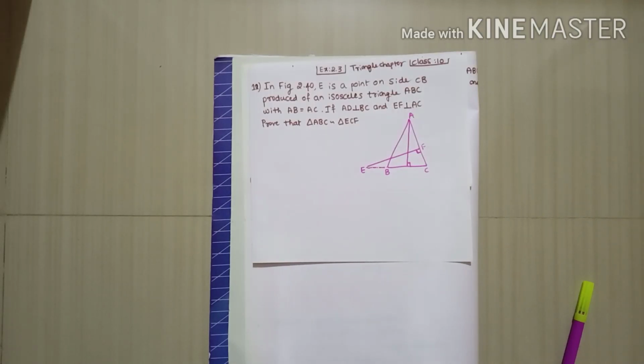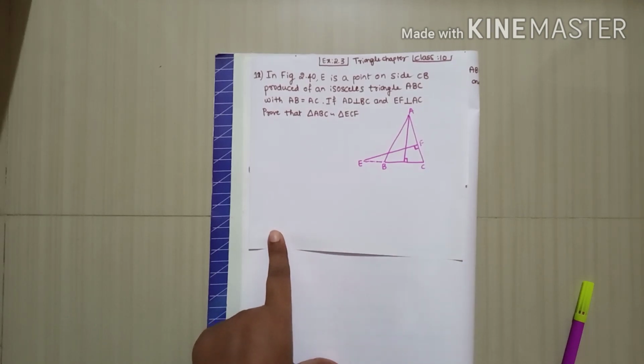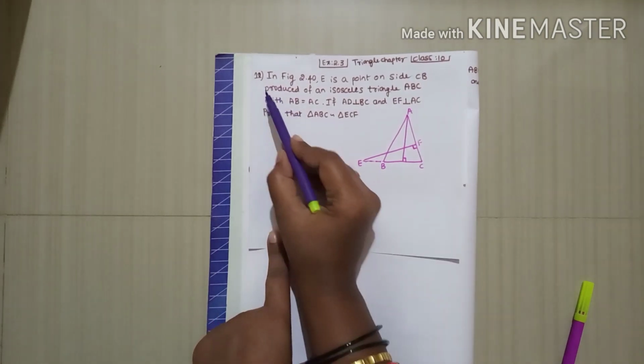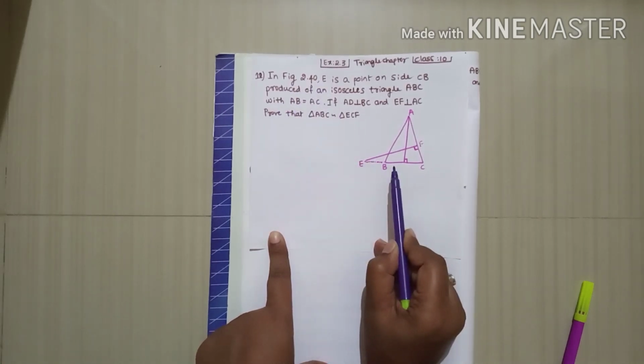Hello children, in this video we are going to learn triangle chapter exercise 2.3, the 11th sum and the 12th sum. First we'll see the 11th sum. We'll see the question first. In figure 2.40, they have given the number for the figure in the textbook.